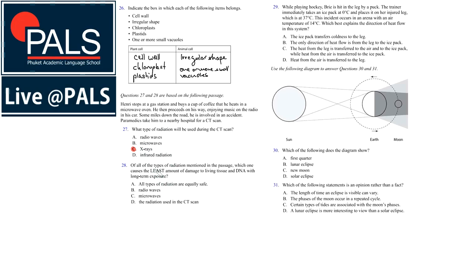Of all of these types of radiation mentioned in the passage, which one causes the least amount of damage to living tissues and DNA with long-term exposure? This would be the radiation with the lowest amount of energy, and the waves with the lowest amount of energy are the radio waves. So yeah, that would cause the least damage.